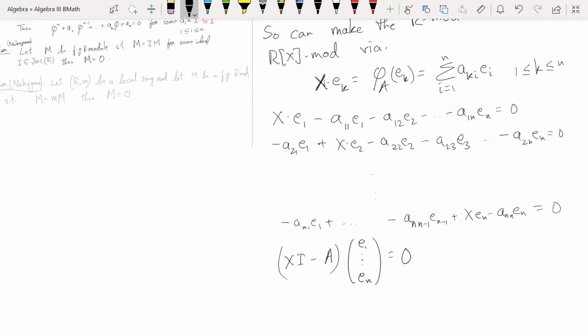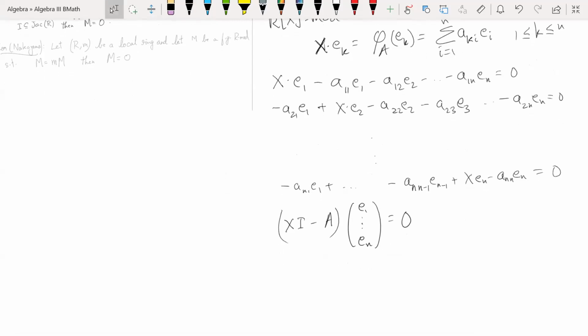Okay. So I've written this set of equations in this matrix form. Is that clear, what I'm trying to do?